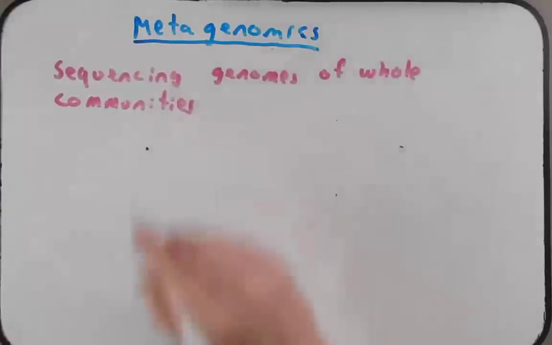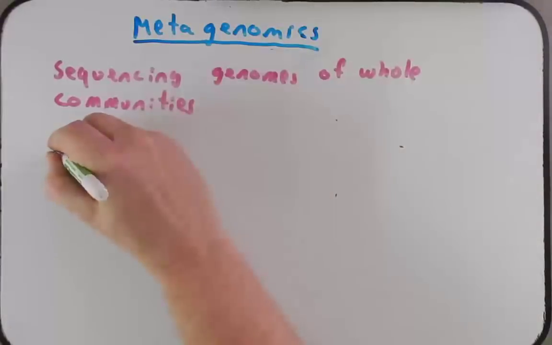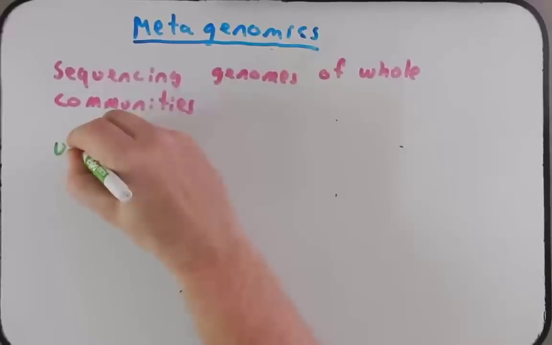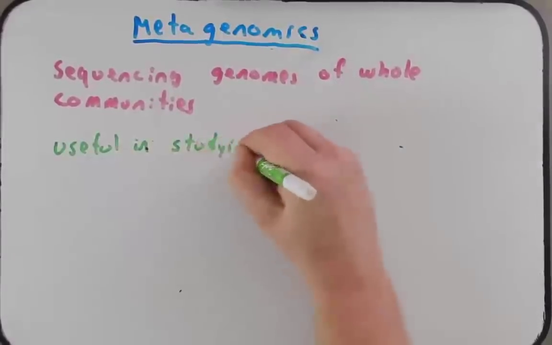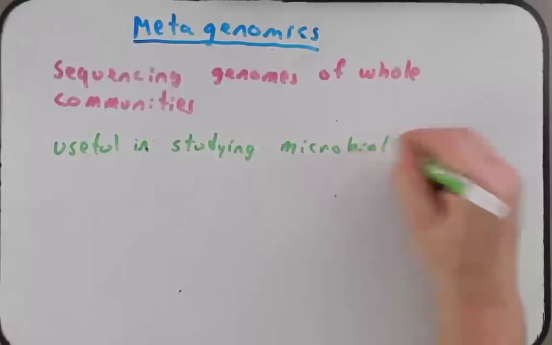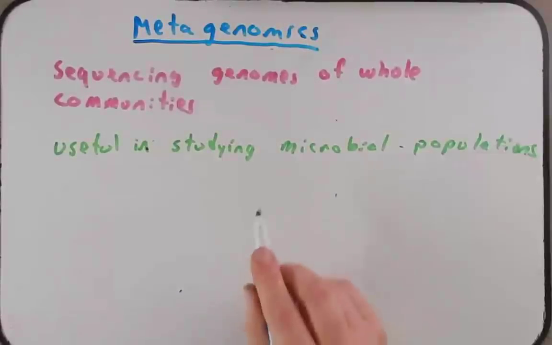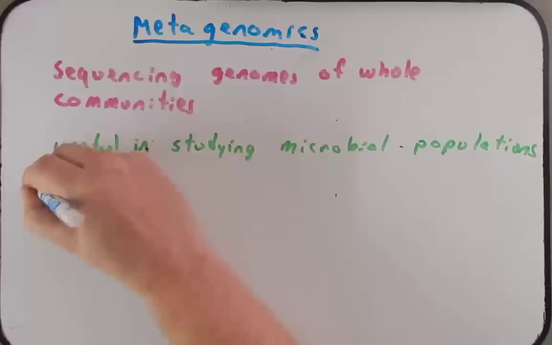So to remind you, a community includes all of the different species within a particular area. Because of the advances in sequencing tools, bioinformaticists, and other technological advances, we can now sequence these whole communities, which is really fascinating. Now, it's not perfect, and there are still some limitations to it, but it has been very useful in studying microbial populations. This has been useful for two particular reasons.